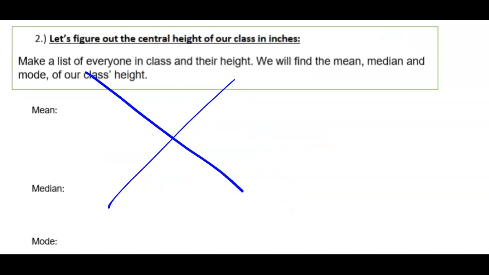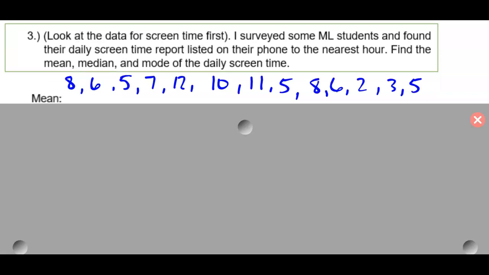So we're gonna skip this example because I'm not there to write your heights down. And we're gonna do a different example. So I surveyed a bunch of students, asked how much screen time they had on their phones, and I wrote it down, okay? So, to figure out our mean, we need to add all those together. So that's what I want you to do. Add those together, just plus them up, okay? Do that real quick. You can pause the video while you do that.